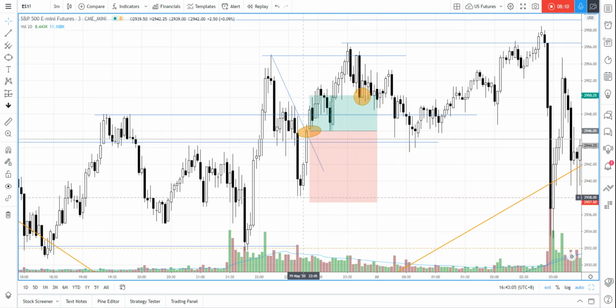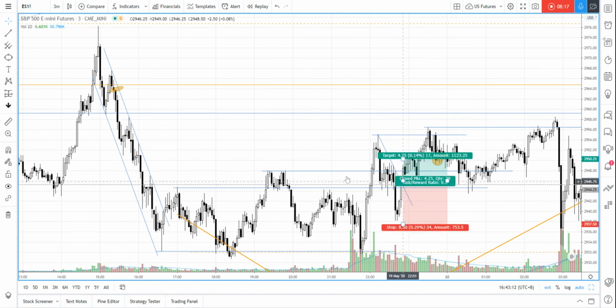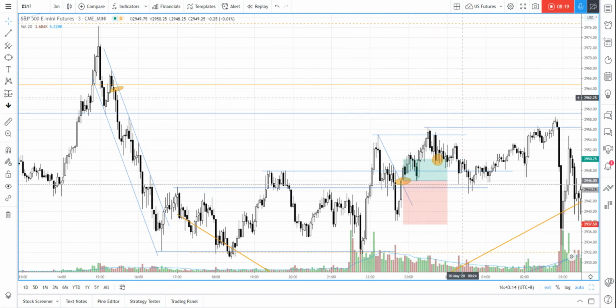And I put my stop loss just beneath the swing low here. At that point, I actually anticipate a continuation of this reaccumulation area, so that it can just keep trending higher up and test at least maybe 2960, 65, somewhere around there.